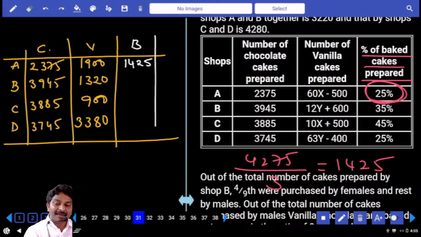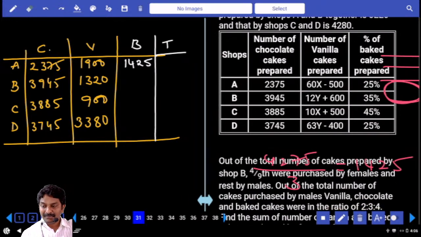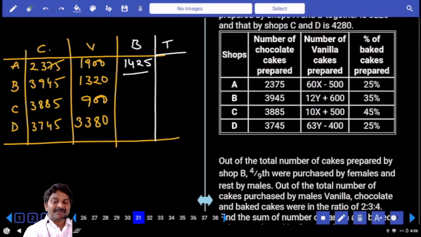You may also be wanting the total. Let me also write the total. Total in the sense 4 times of 25%. Double, double, right? 1400 double is 2800, double is 5600. 25, 4 times is 100. 5700 is the total.